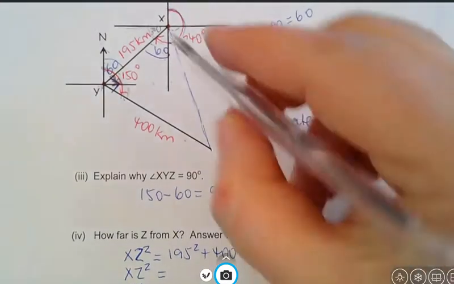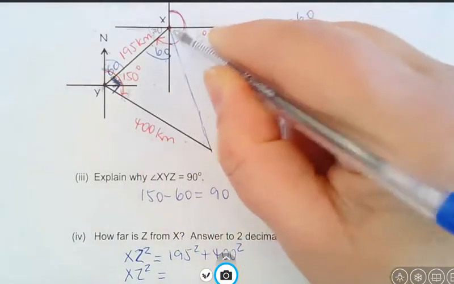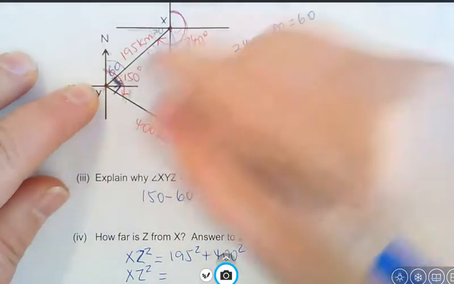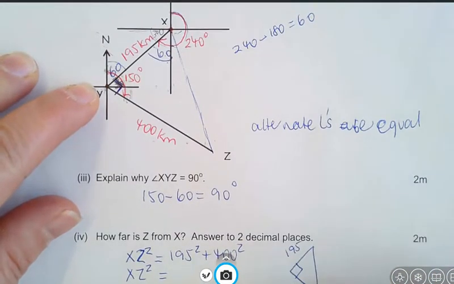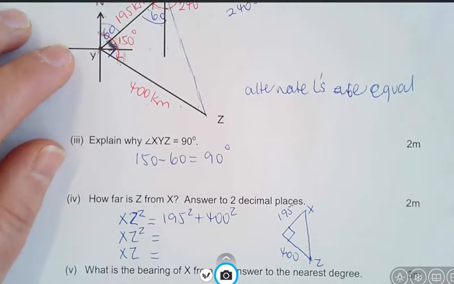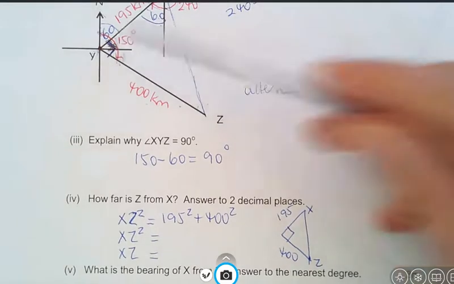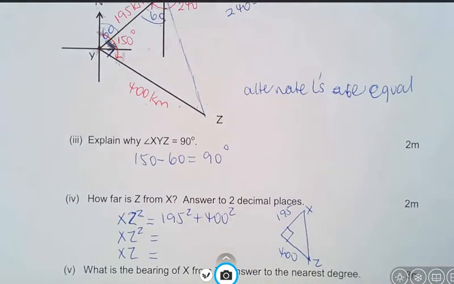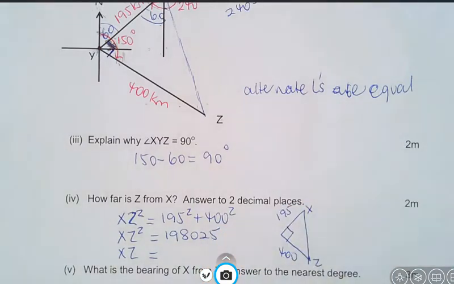So girls, in the other part, we just found that this was a right angle. Okay, so you've got a right angle triangle. You can just use Pythagoras' theorem now. We've got 195 and 400. They're asking for XZ. That's all they're asking for. That's why in the previous part, they said show why this is 90 degrees. So then you use Pythagoras' theorem. Did anyone get an answer for that? And then what you get for the square root.